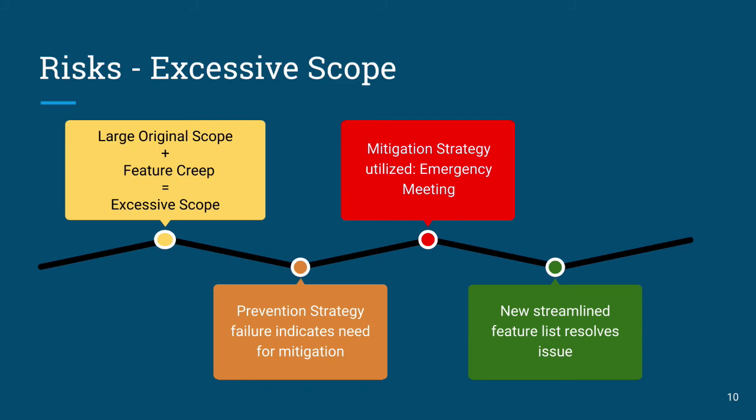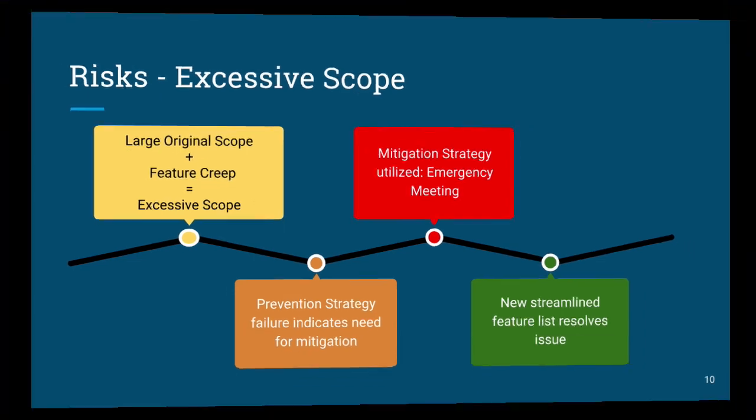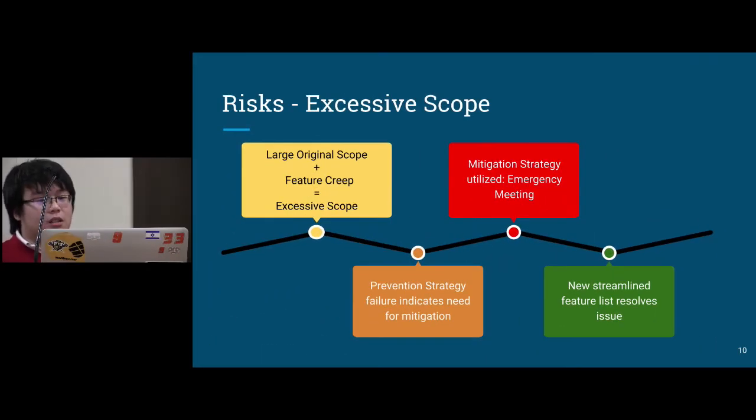This eventually broke through the prevention strategy that we had, and we had to revert to our mitigation strategy, where we held an emergency meeting to redefine our focus. This mitigation strategy worked, and we came out with a streamlined feature list and a much more manageable scope.